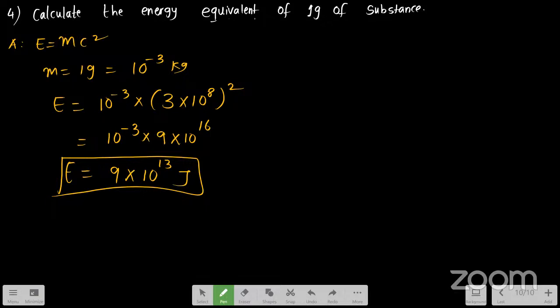So tomorrow we'll be discussing the numericals based on current electricity. There are around 5 to 6 numerical based on current electricity. Tomorrow we are going to discuss those numericals, or today I will discuss one or two numericals from this current electricity, and remaining we'll discuss tomorrow. Otherwise, let us see if time permits.